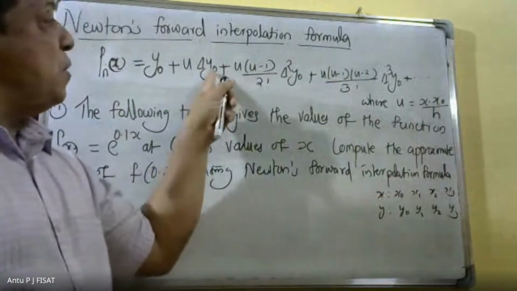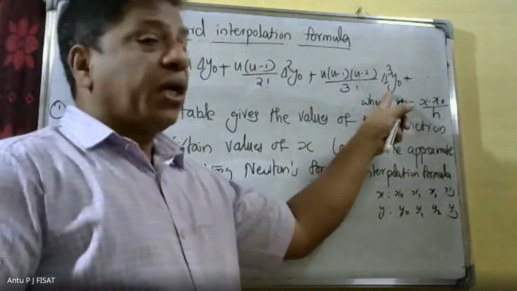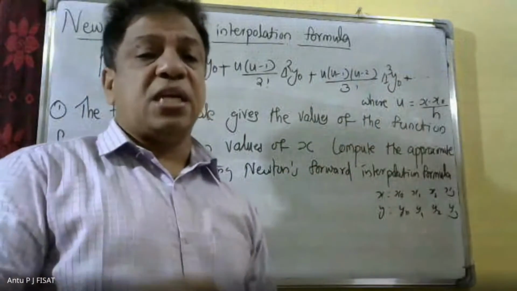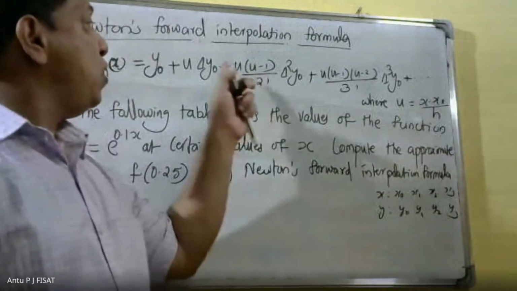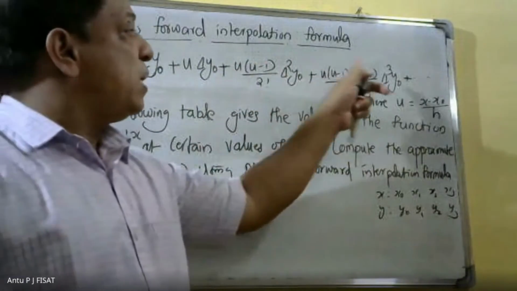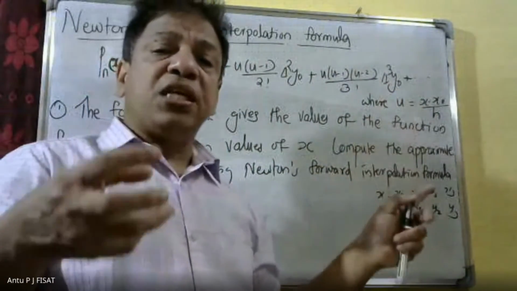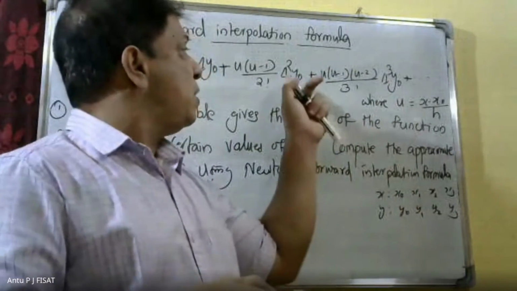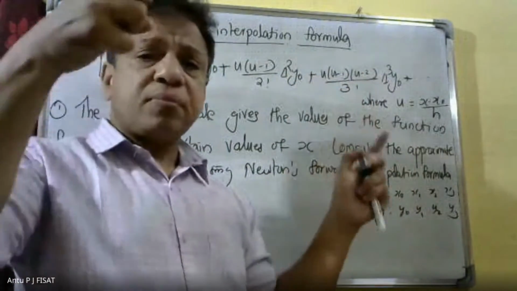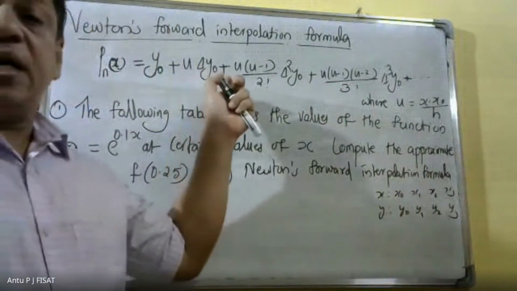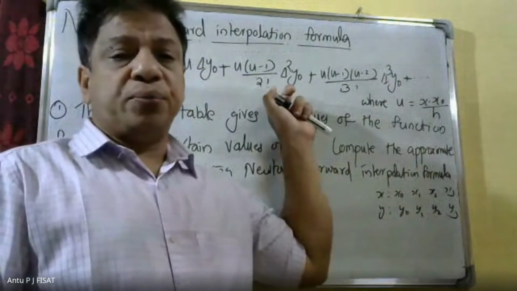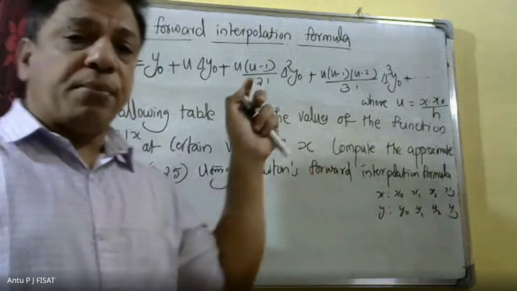This delta y0, delta square y0, delta cubed y0, we can find from the table. First, you have to make a table. From the table, we can find the values of delta y0, delta square y0, delta cubed y0. Substituting these values of u and delta y0, delta square y0, etc. in Newton's forward interpolation formula, we can find the corresponding y value. We can take one problem based on this.